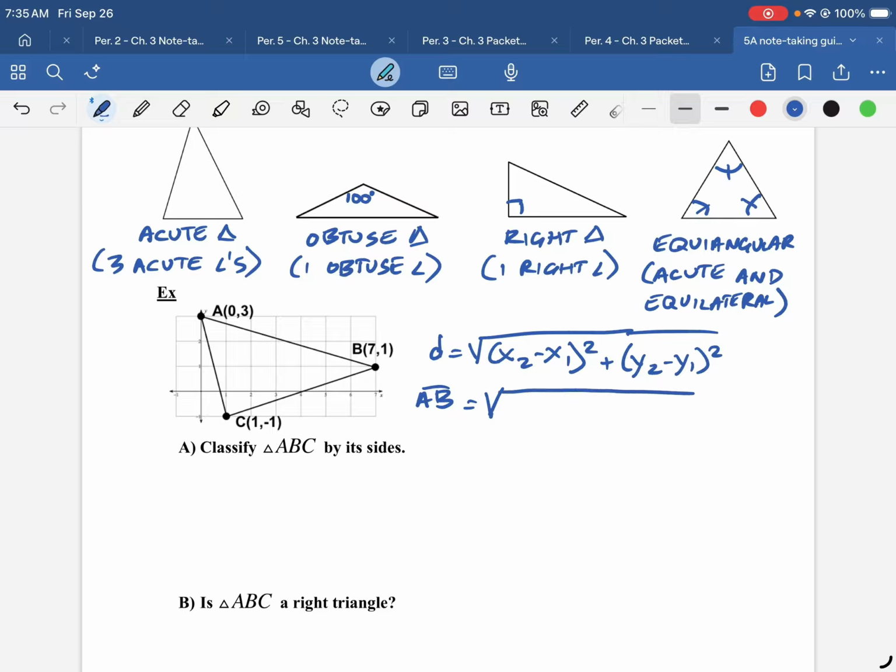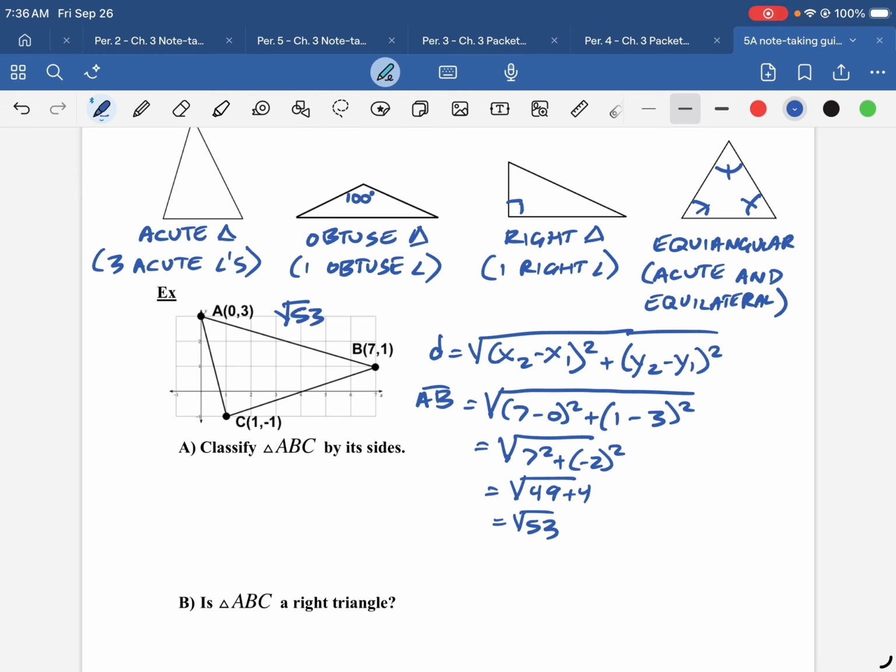For my x's, I'll do 7 minus 0 and square. And then for my y's, I'll do 1 minus 3 and square that. So I've got 7 squared plus negative 2 squared. Then I've got 49 plus 4, so I've got root 53. Now I could put that into a calculator and get a decimal approximation, but I'm just comparing these sides to each other, so I'm not going to bother with that. I just want to see if the other sides come out to root 53 or something else. I just need to see if I have congruent sides or not. So that was for that side.